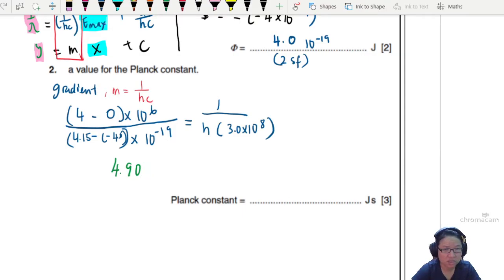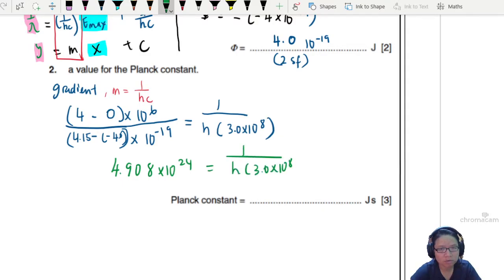I guess 4.908. I write an extra digit because for the Planck constant, these kinds of numbers, if you change a bit, then a lot of other things will change. So this will be, don't forget your prefix, I nearly forgot, times 10 to the power of 24. And then this will be 1 over hc times 10 to the power of 8. So from here, we can find the Planck constant.